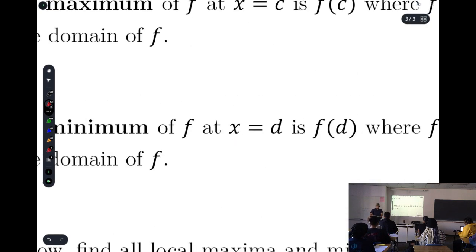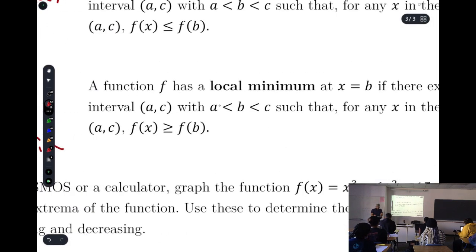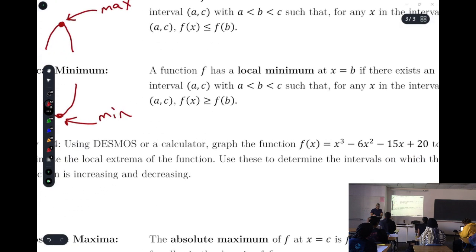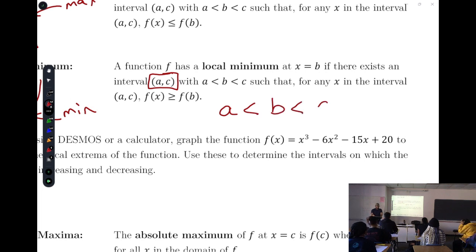If you want the math words for that, we can look up here and say that, I know this is a lot of definition, but the interval has to exist. Right? There has to exist an interval from A less than B less than C such that it's in the middle of the two of them, right?